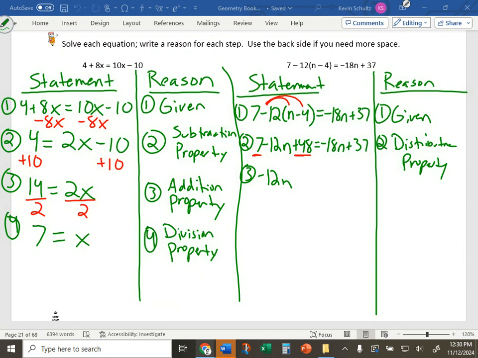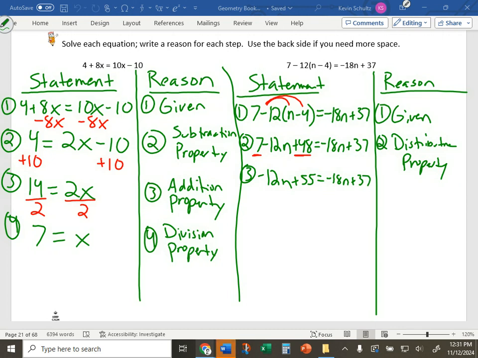When you distribute into the parentheses, negative 12 times negative 4. Alright? Wait, I have a quick question. Can you use the addition property a couple times? Yes, you can use the same property more than once. So now, negative 12n, 7 and 48 give us 55. So we have negative 12n plus 55 equals negative 18n plus 37.